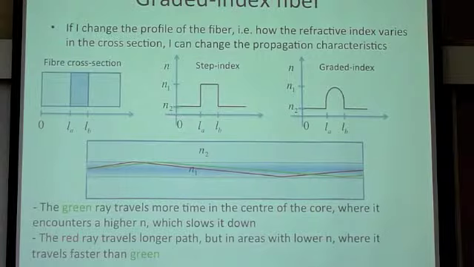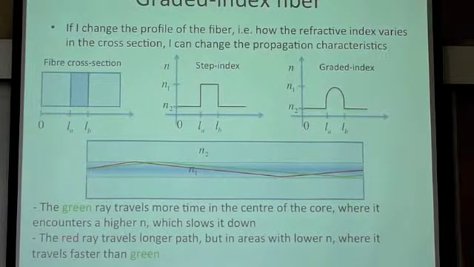This is the index. Now the idea is that people started introducing this fiber which is called graded index. It means that the transition here is not stepwise, but kind of continuous. The value doesn't change straight away, but changes gradually up to a maximum here at the center, and then it goes back again.